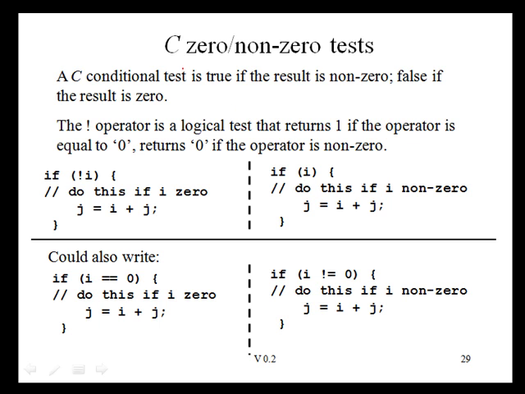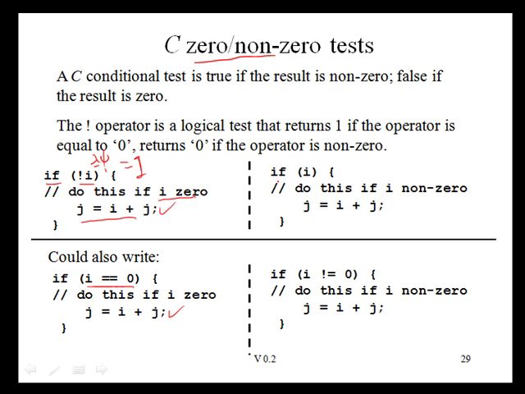Let's look at use of conditional test for 0 and non-zero in if statements. The statement right here, if logical negation of I followed by an if body, our question is when is this if body going to be executed? Well, if I is equal to 0, the logical negation of 0 is equal to a 1. So that means that this if statement right here will only be executed if I is 0. Alternatively, you could write this as if I is equal to 0, then do this.